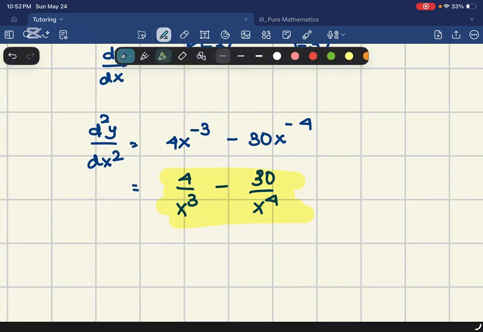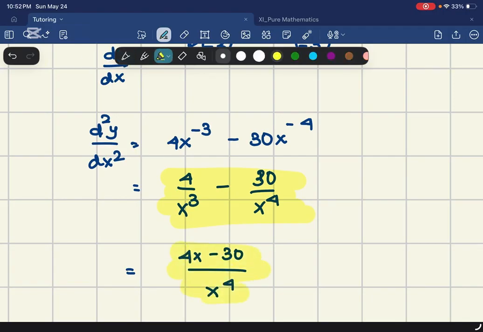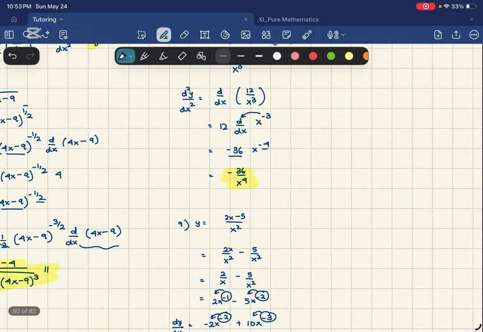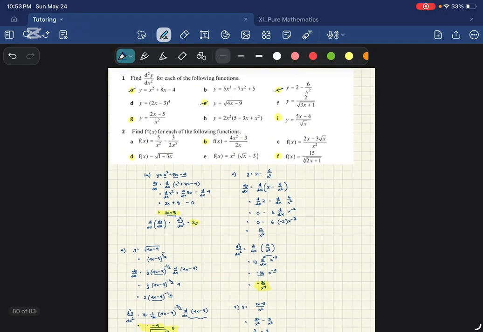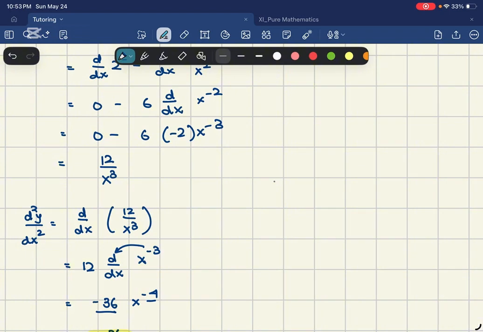Alright, and if you want to simplify this, you can even write this as (4x minus 30) divided by x to the power 4. This is also okay. Alright, how did I get this? I multiplied by x in the numerator and the denominator, and x cubed times x is going to give me x to the power 4. Alright, we are done with g, and finally I is (5x minus 4) divided by root x.